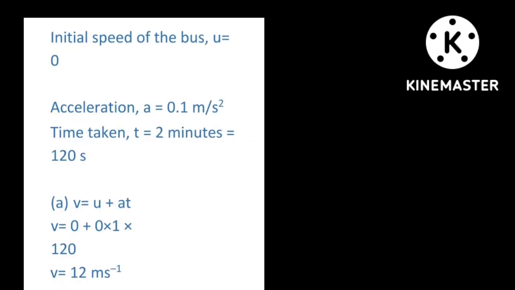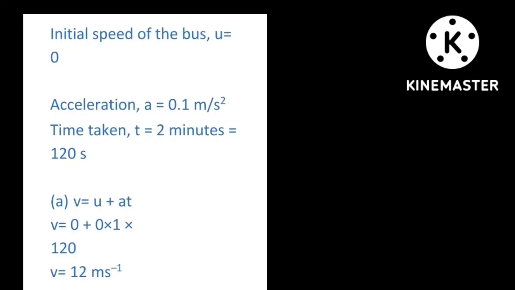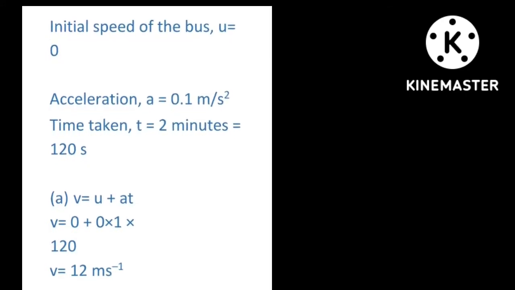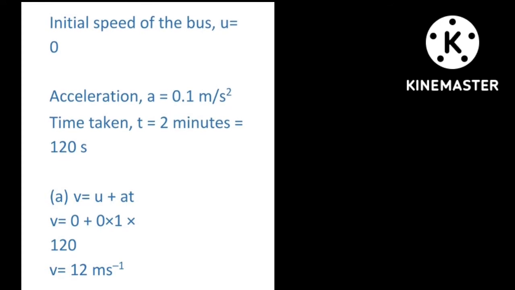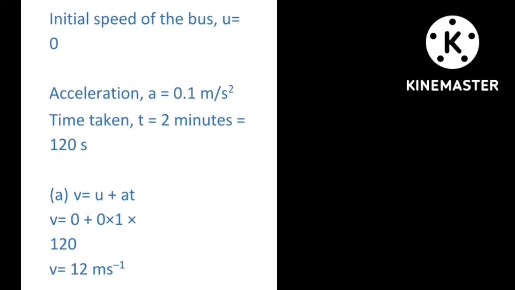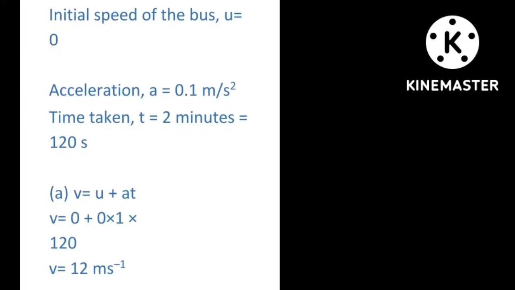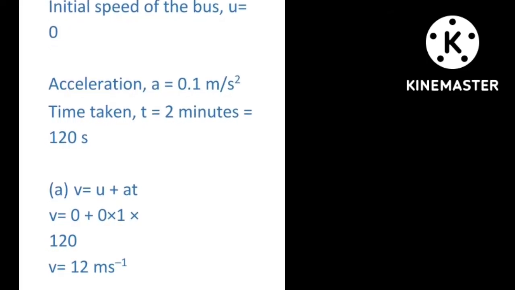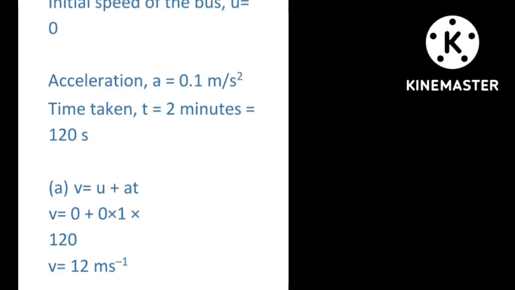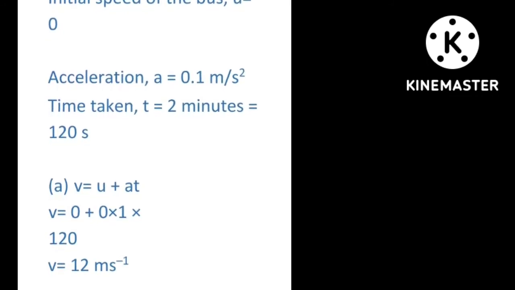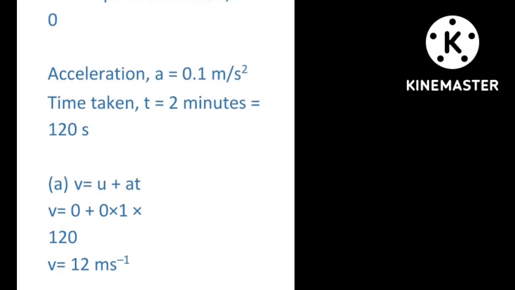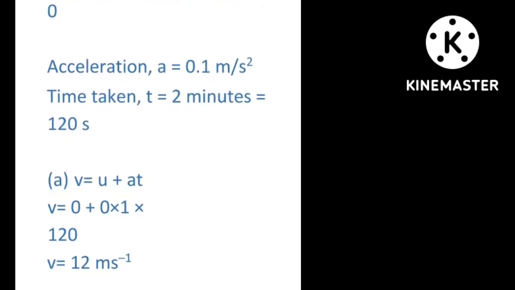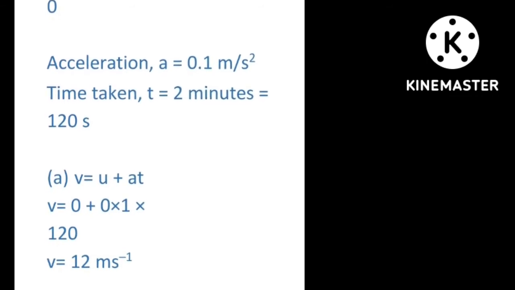Here the time is given as 2 minutes, so we have to convert minutes into seconds. That will be 2 into 60 seconds, which is 120 seconds. Now we can find the equations for finding speed and distance traveled. In our question it is given that the bus is moving with uniform acceleration, so we can use the equations of motion.